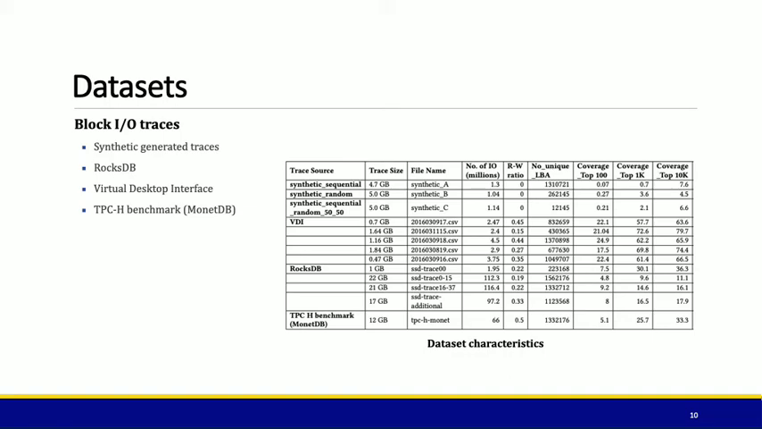For this work, we leveraged traces from 10 real-world workloads from 3 different sources for our experiments. All traces were collected at the block I/O level, and we can see the characteristics from the table. All the traces in general were write-heavy, with more than 0.5 read-write ratio.